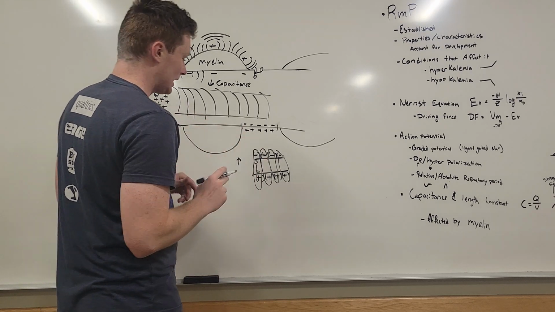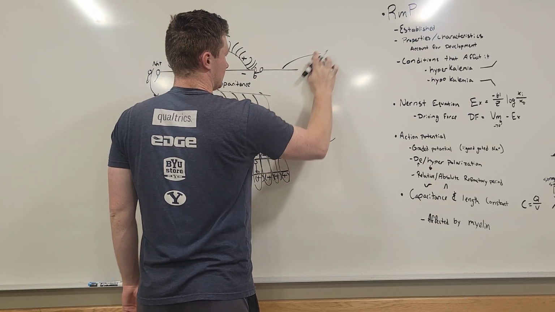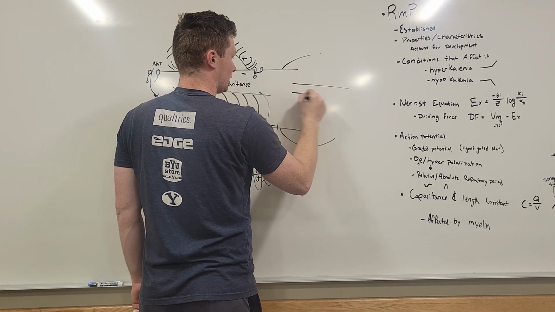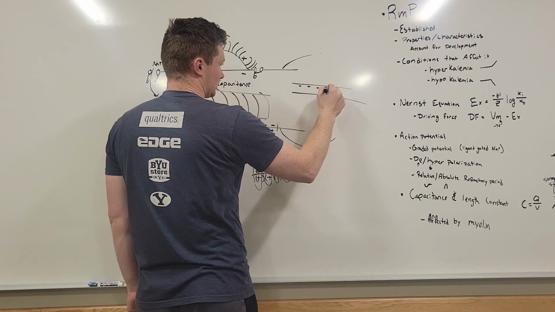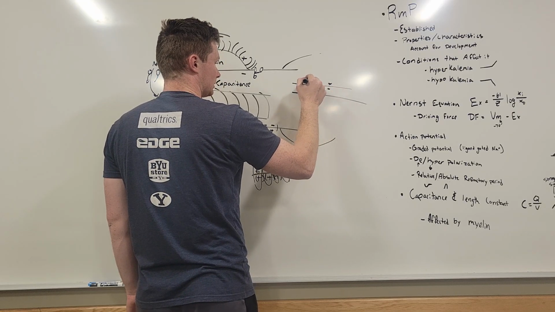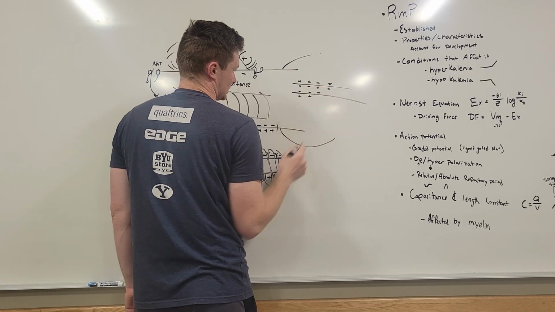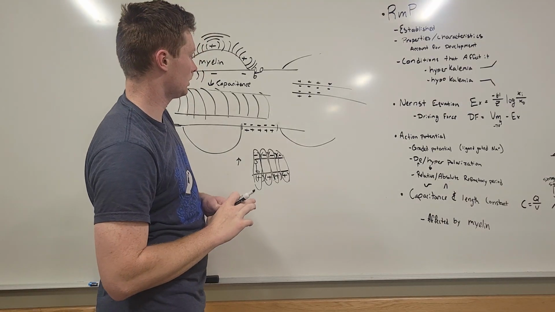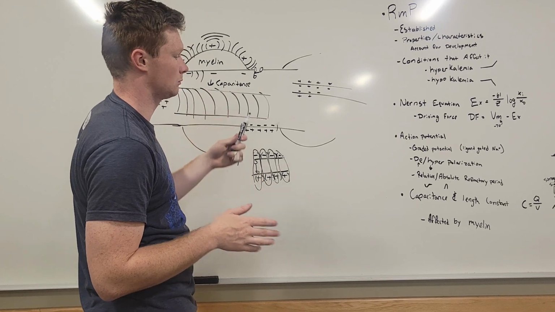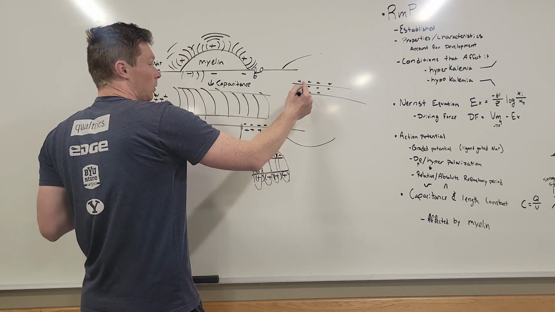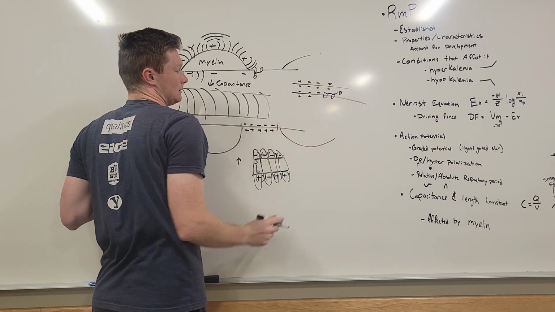So let's just say we had a neuron without myelin and it was smaller, okay? Negative, negative, positive. You get the gist. Our length constant will be less because we're having more distractions, more pumps, right? We have lots more pumps now that are in our way.